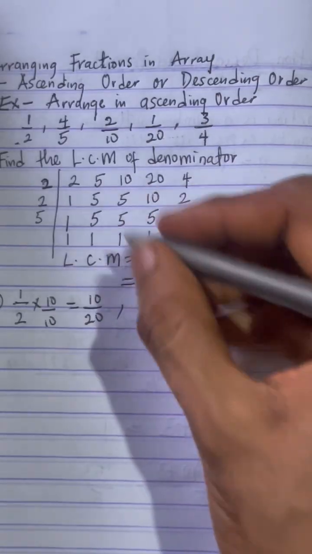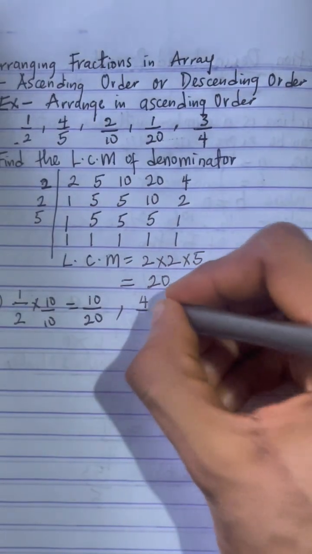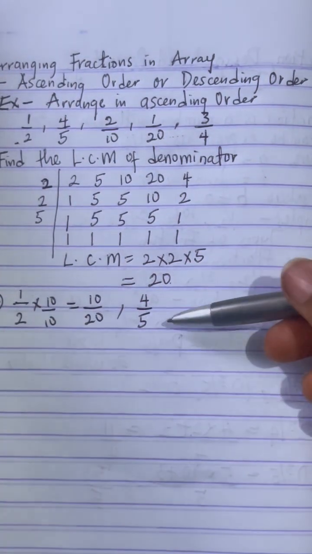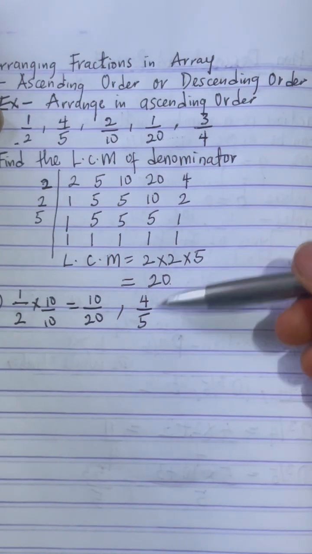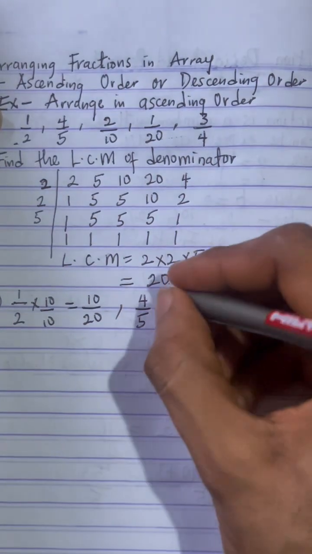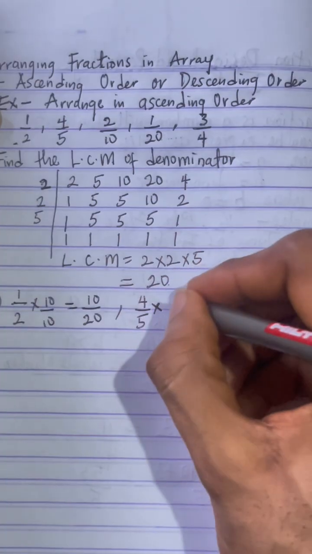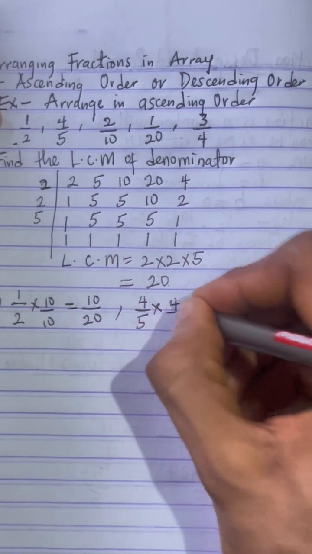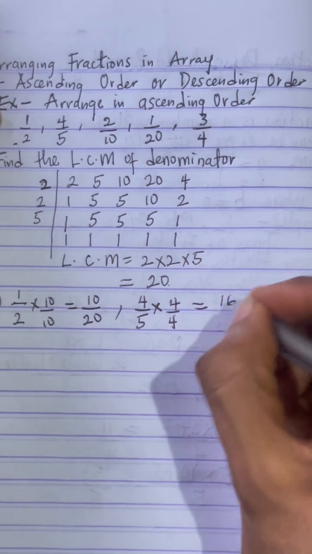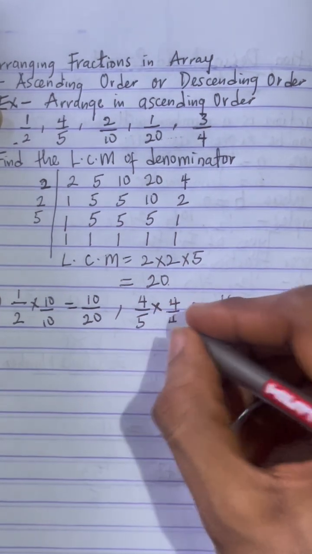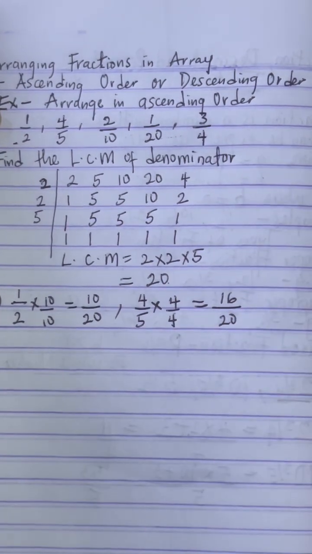I do for what? For 4 over 5. How do I make this 5 as 20? I'll say 20 divided by 5, that is what? 4, right? So I'll multiply numerator and denominator by what? By 4 over 4. So I have 4 times 4, 16, over 5 times 4, 20, right?